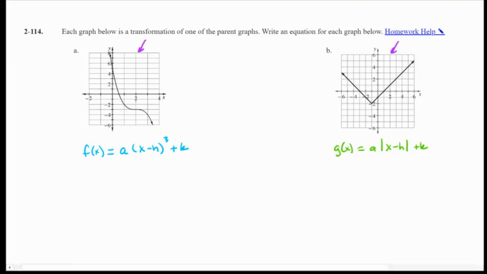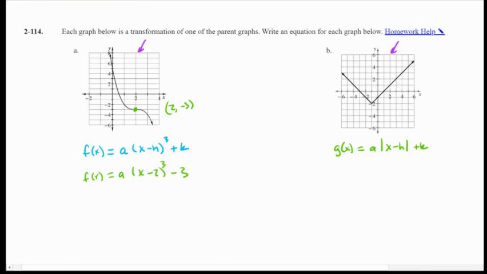The h and the k value are going to be told to me by the turning point, is what I like to call it, or this point where it changes from concave up to concave down. And at this point here, it's going to tell me my h and my k value. That point looks like it is (2, negative 3), which tells me that f of x equals a times (x minus 2) cubed minus 3.